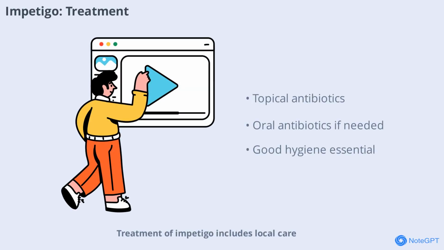Treatment of impetigo includes local care with diluted potassium permanganate or saline and topical antibiotics like mupirocin. In more severe cases, oral antibiotics such as cefixime are prescribed. Good hygiene and avoiding sharing personal items are important to prevent spread. Most cases resolve with proper treatment, but complications can occur if left untreated.